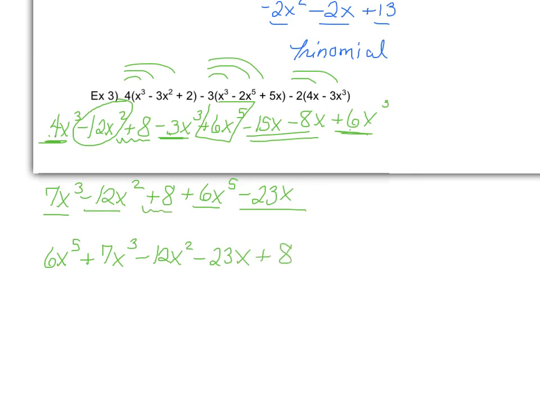I count my number of terms, 1, 2, 3, 4, 5. I do not have a special name for anything over 3, so I'm just going to go ahead and say this is a polynomial. And if I wanted to, I could say with 5 terms, but again, there's no special name for it.